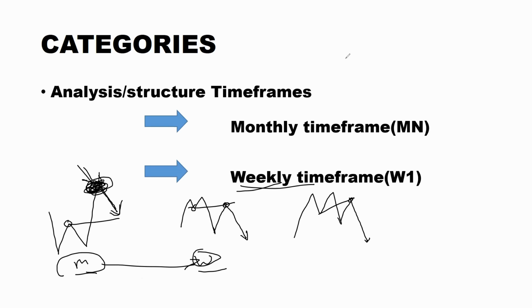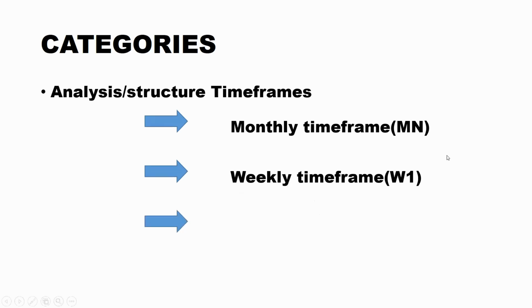Now, putting this aside, the third time frame in this category, the analysis and structure time frames, is the daily time frame. The daily time frame does give us the structure that is going to be used by the other types of traders like intraday traders and scalpers. Those scalpers tend to use structures from a bit lower time frames like H4, H1, and they take their entries in the refining time frames, as we're going to be looking at in the upcoming categories, right?